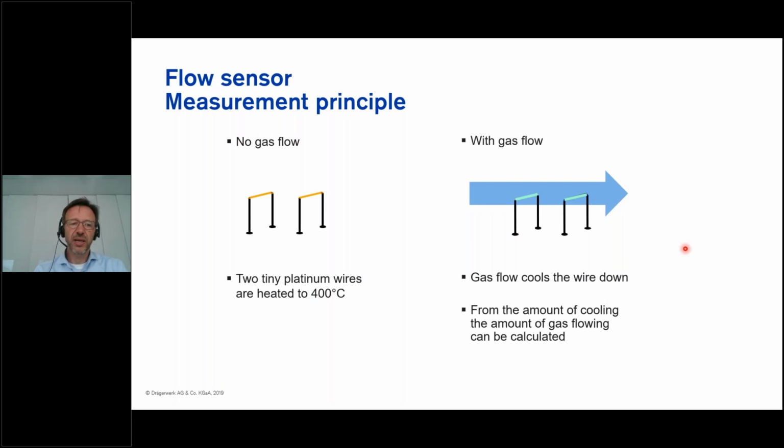How are these flow sensors measuring the flow? They're using hot wire anemometry. The principle is illustrated here. If you have no gas flow, there are two hot wires which stay hot, about 400 degrees Celsius. If gas flow is now passing these wires, then these wires are cooled down. And from the amount of cooling of these wires, the flow can be calculated.